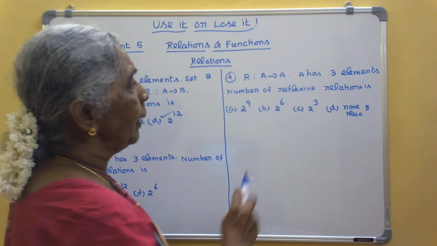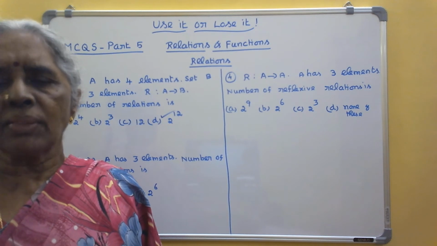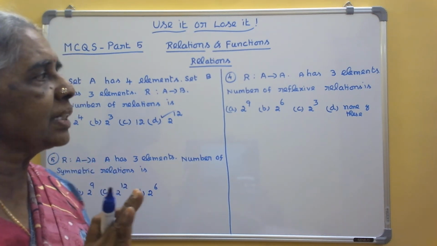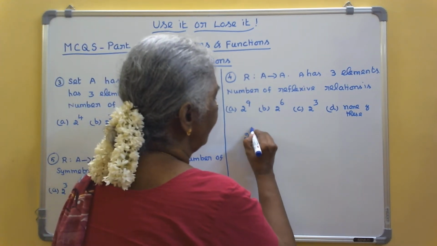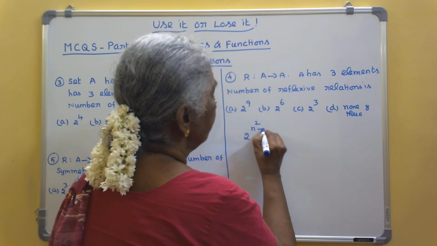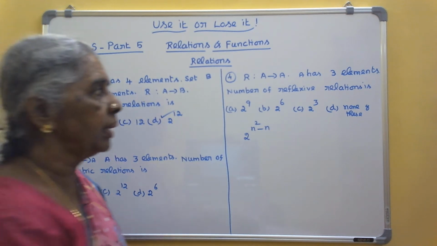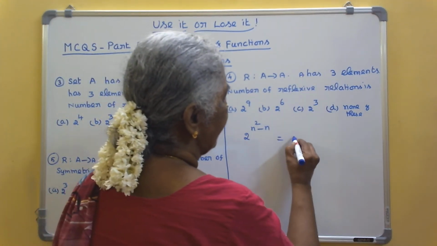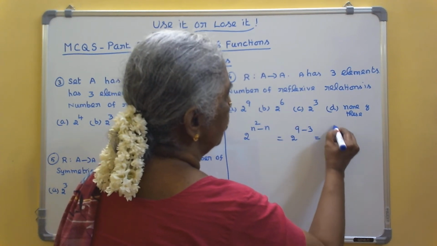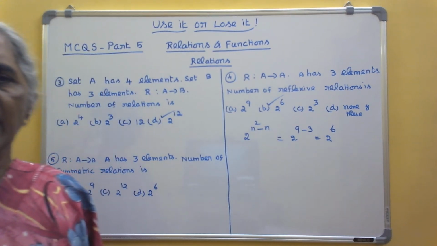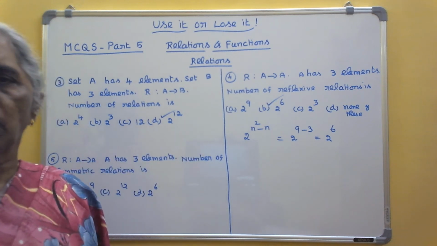Now look at the fourth one. The relation is from A to A. A has 3 elements because it is A to A. Now the number of reflexive relations is, what is the formula for the number of reflexive relations? 2 power n squared minus n. Or you can write 2 power n into n minus 1 also. Both are same. Now what is n here? n is 3. So 2 power 3 squared is 9, minus 3. So 2 power 6. So B is your correct option, right? So the only thing is you need to know the formula, that's all.